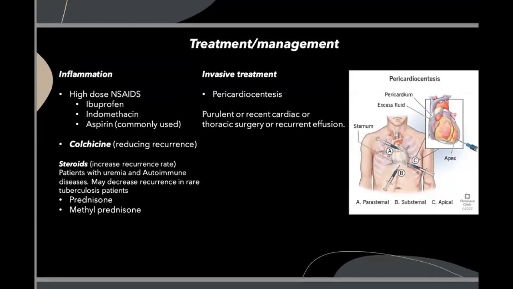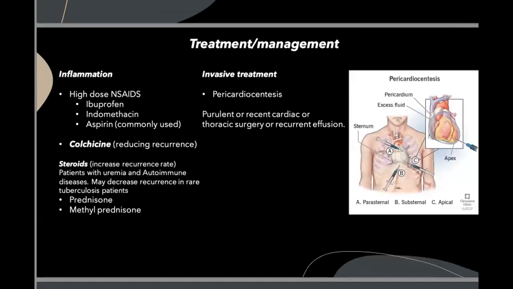So about the treatment and management, since we said it's pericarditis, we have inflammation. So high doses of non-steroidal anti-inflammatory drugs will be very helpful in this case. So we will have probably ibuprofen or indomethacin. Aspirin is actually commonly used. Sometimes, to get more results, they will include colchicine, and this will be helpful to reduce recurrence of pericarditis.